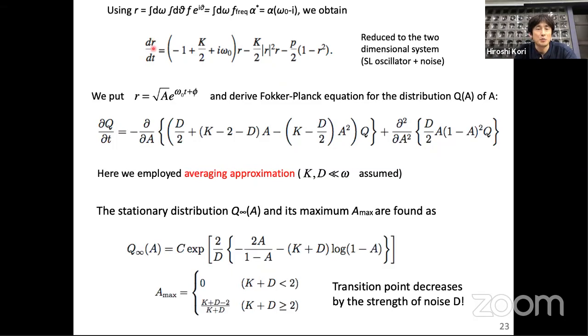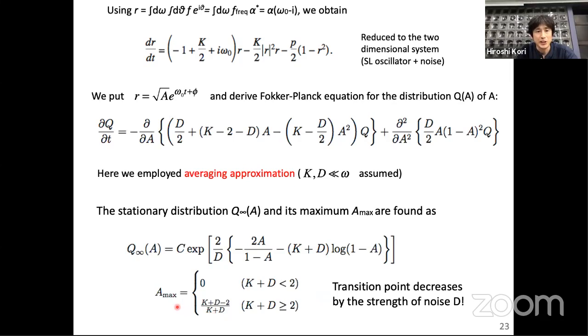Okay, now R is complex, so this is basically a two-dimensional system. By putting R in this way, where A is our order parameter, we can derive the Fokker-Planck equation for the distribution of A, described by Q of A. And that is as follows. This doesn't look so complicated and is easy to actually analyze. The stationary distribution of this Fokker-Planck equation and its maximum, A max, are found in this way.